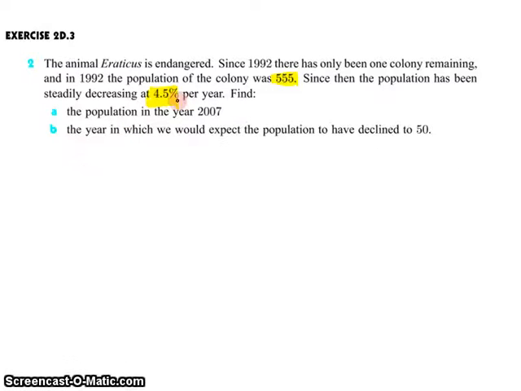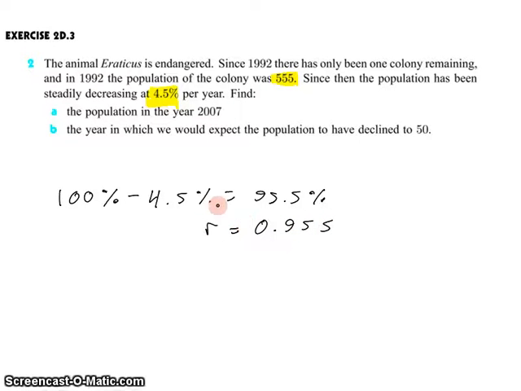Well, if the population has been declining by 4.5%, then each year we have most of the colony remaining. We have just less than 100% remaining. So we'll start with 100% and we'll take away our 4.5%, which means that each year 95.5% of the colony is remaining. Express that as a raw number, and that's 0.955. And that's going to be our common ratio.